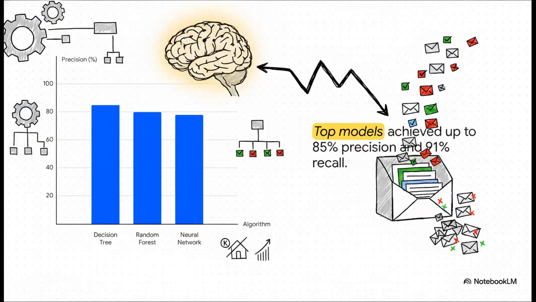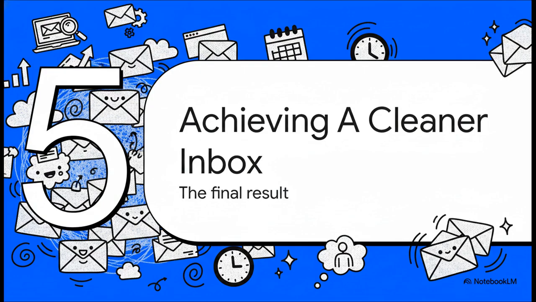And the results were super clear. The rules-based models absolutely dominated. The decision tree and random forest algorithms, along with the neural network, vastly outperformed the others. Models like logistic regression and k-nearest neighbor just couldn't quite grasp the complex, personalized nuances of a human inbox. During tuning, the top models achieved up to 85% precision on unimportant emails and up to 91% recall on the important ones.